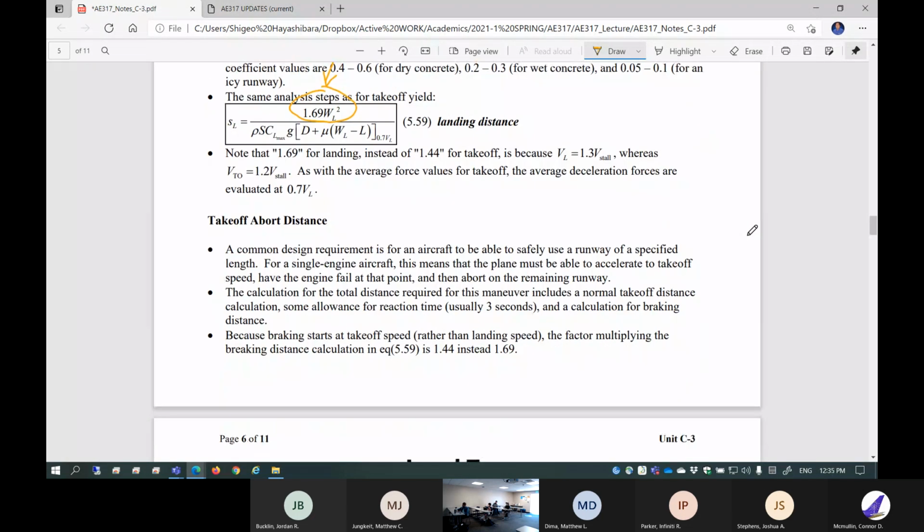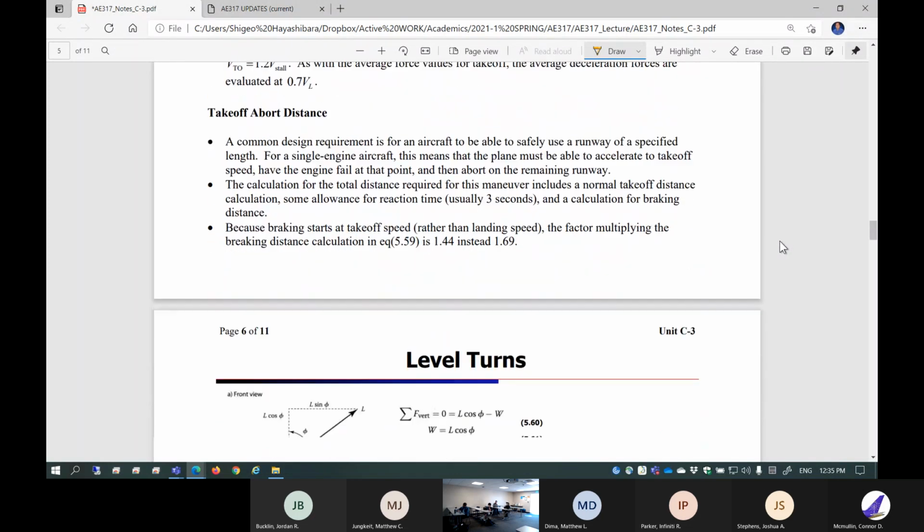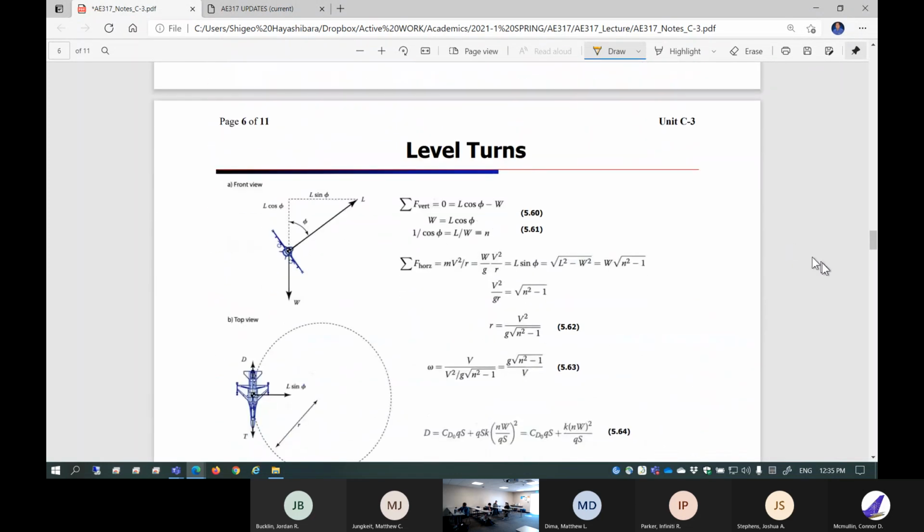So I'm not going to cover an example problem here because it's exactly the same problem. It's just a different order. The order is flip-flopped. Okay. All right, so let's move on to page 6.